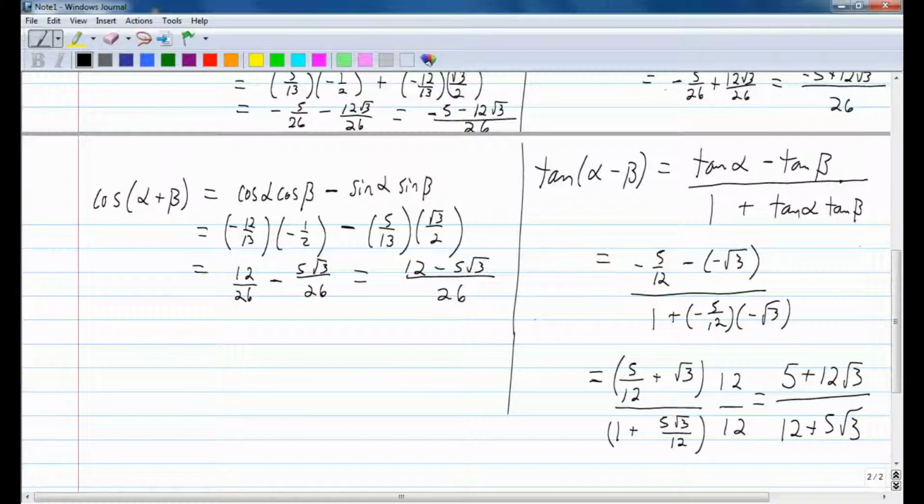Yes. Where did the negative on the negative half plus come from? Where did it go? Oh, this negative right here? Alright, yeah. Sorry. Alright.